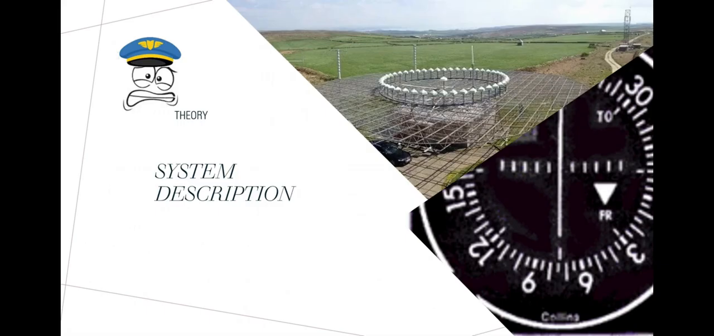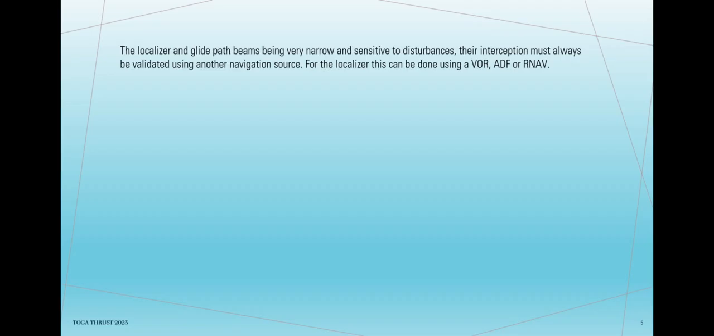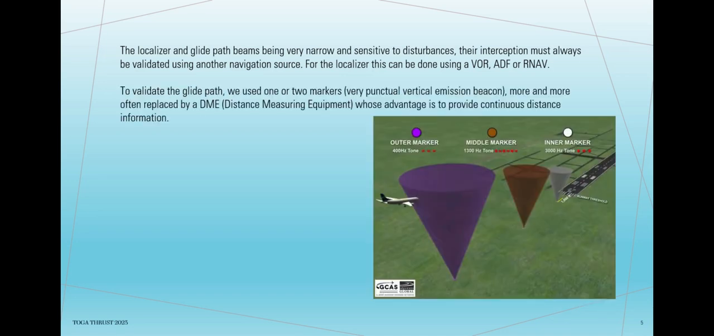Theory. System description. The localizer and glide path beams being very narrow and sensitive to disturbances, their interception must always be validated using another navigation source. For the localizer, this can be done using a VOR, ADF or RNAV. To validate the glide path, we used one or two markers, very punctual vertical emission beacons, more and more often replaced by a DME, distance measuring equipment, whose advantage is to provide continuous distance information.